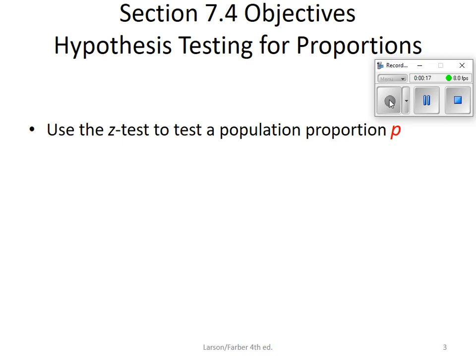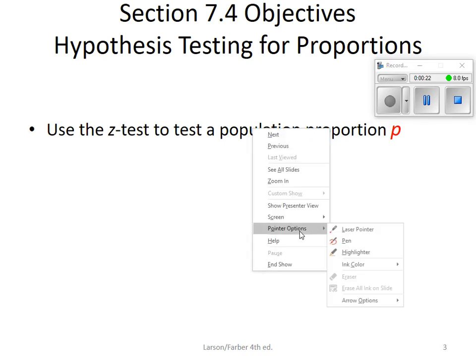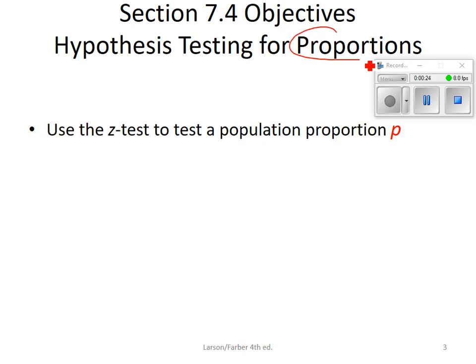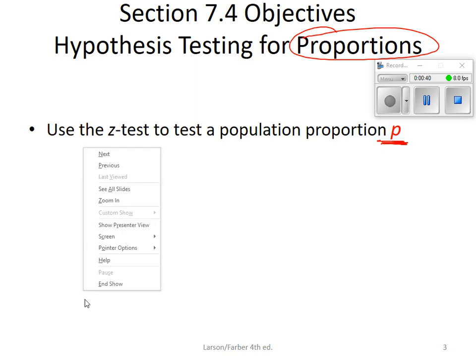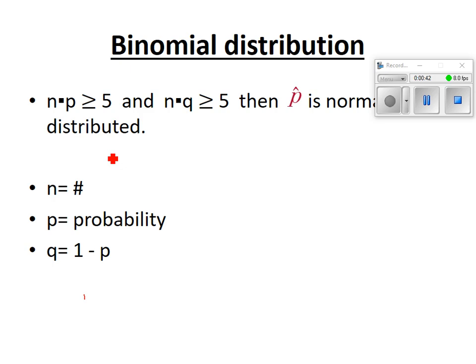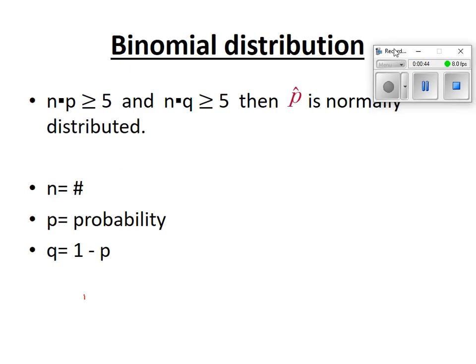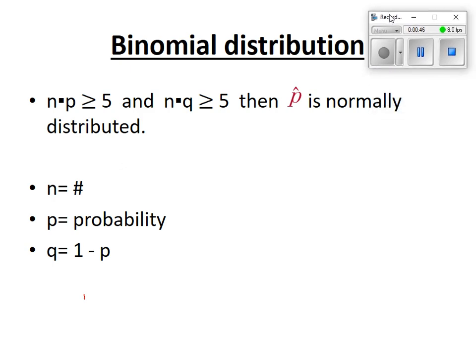Today, same kind of setup, hypothesis testing, but now we're doing it for proportions instead of for means. Remember your proportion, that's your P for your population. Remember the stuff from binomial distributions.